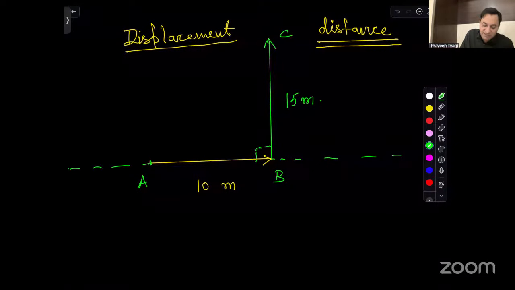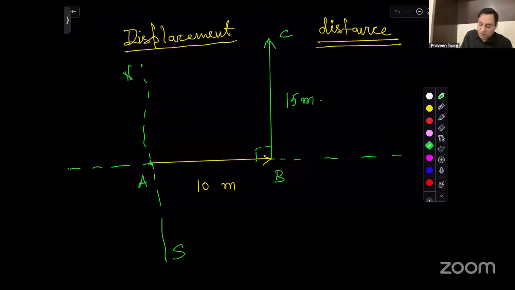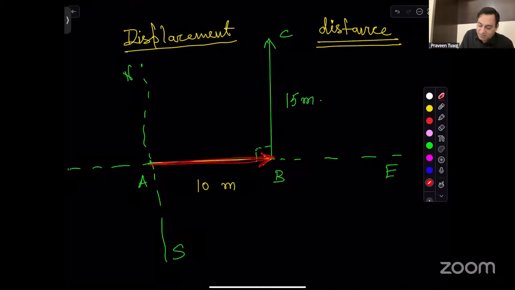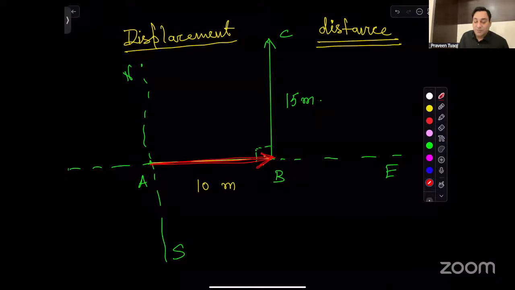So this will be west, this will be north, and this will be south. This is what the convention is: east, west, north, south. And I am marking it again very clearly that I made a displacement of a body from A to B, and that displacement is 10 meters as shown.